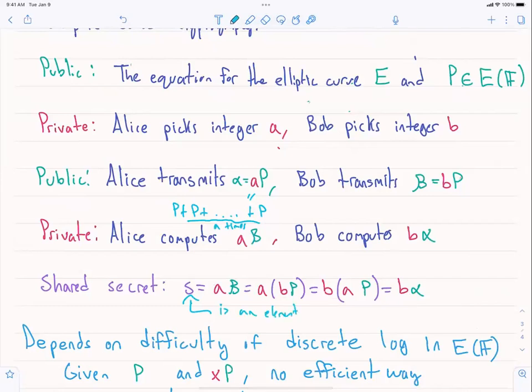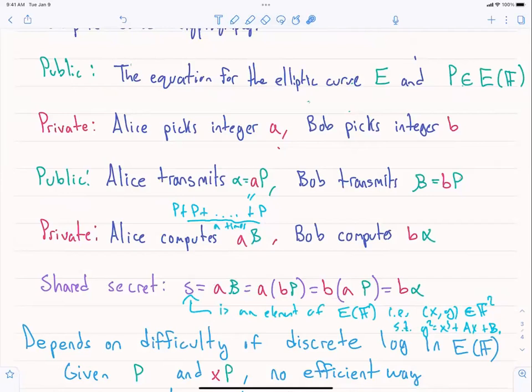So it's an element of E(F), i.e. it's a point (x, y) in F squared, such that y squared equals x cubed plus ax plus b. So the element they compute using the elliptic curve group law is just a tuple of two numbers in this finite field F.